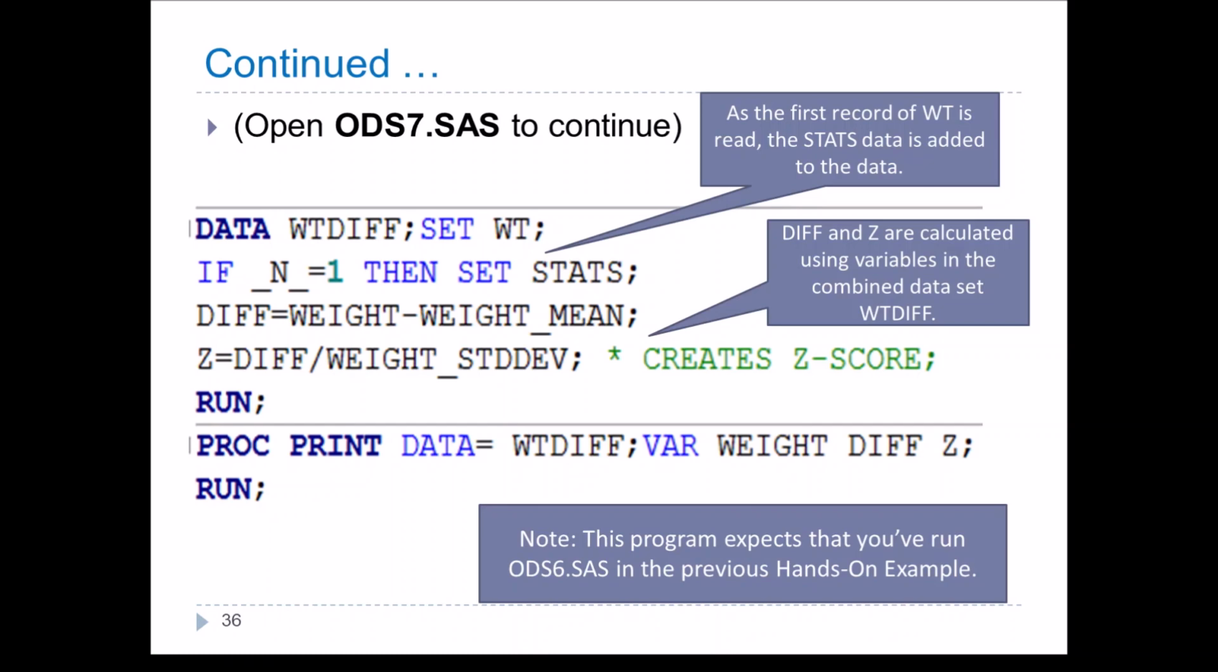So I have a calculation I'm going to create here called diff equal weight, which was from the original data set, minus weight mean, which is the mean of the weights from the second data set. So now that they're together, I can use them in a calculation. Then I'm going to use that calculation to create a z-score. A z-score is the diff divided by the standard deviation. So I've created this new data set called WT diff. Now I'm going to print out information from that data set and see what I get.